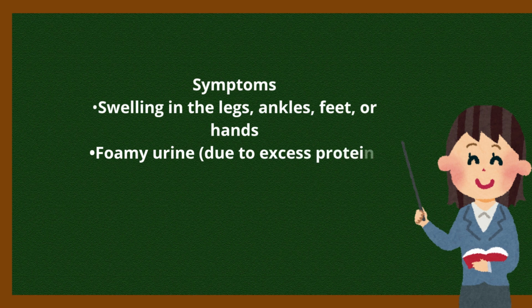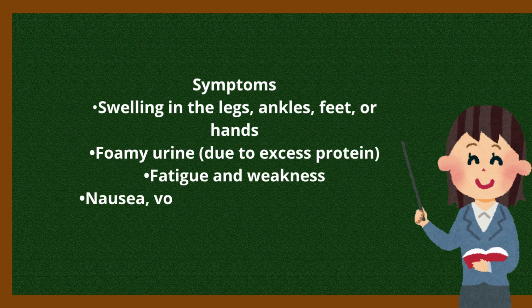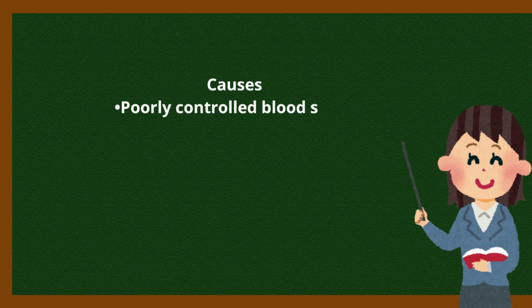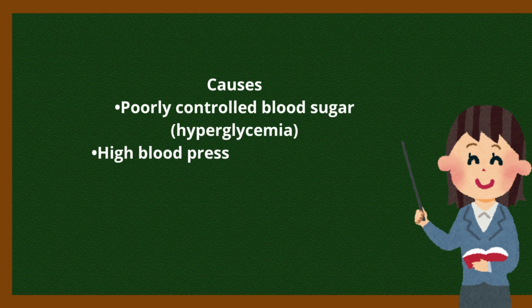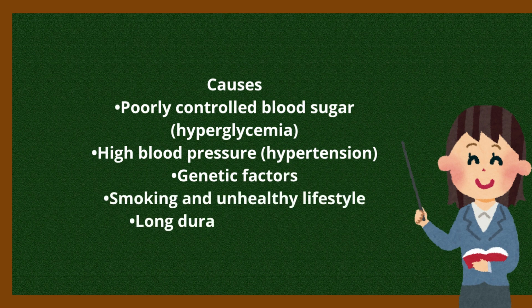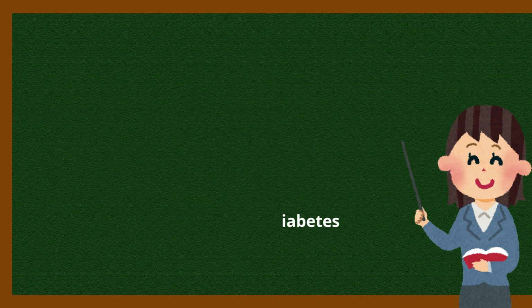Foamy urine, due to excess protein, fatigue and weakness. Nausea, vomiting, and loss of appetite. High blood pressure. Causes: poorly controlled blood sugar, hyperglycemia, high blood pressure, hypertension, genetic factors. Smoking and unhealthy lifestyle, long duration of diabetes.